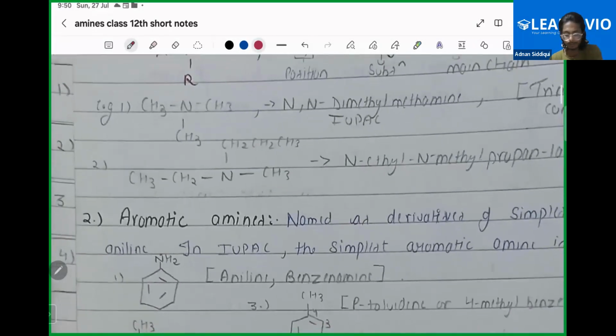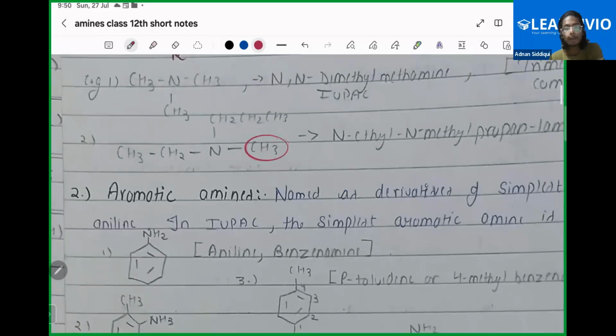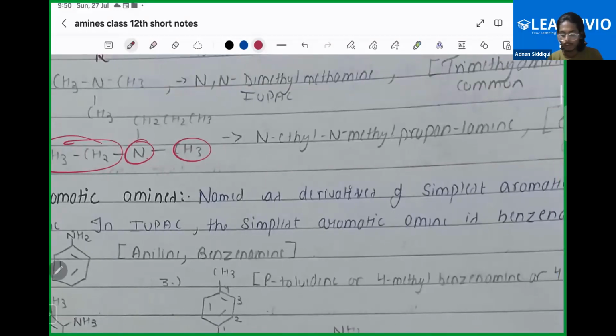Let us take another example. This chain is methyl, this chain is ethyl, this chain is propyl. Out of these three, which one are you going to choose as your main chain? Which one is the longest one? Propyl. Propane. So the rest are going to be considered as side chains. So you are going to say N-ethyl, N-methyl. These are your side chains, and the main chain is propane, so propane-1-amine, right?